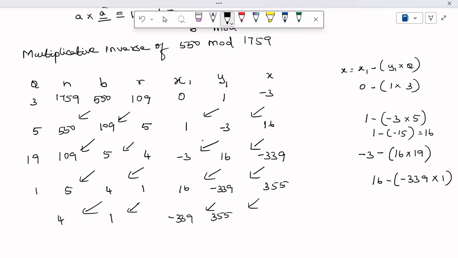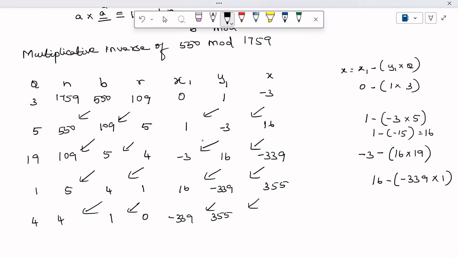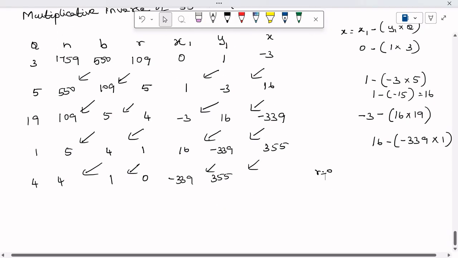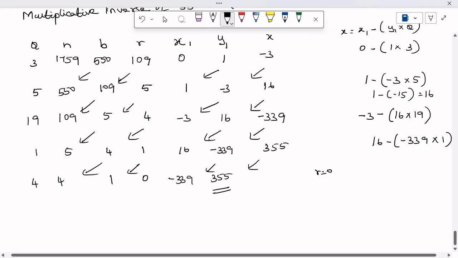So what is the quotient? The quotient is 4 and the remainder is 0. So here we will stop the iteration. We will not proceed further. We will stop once r is equivalent to 0. Once we stop, we will have a y1 value, right? That y1 will be the multiplicative inverse.